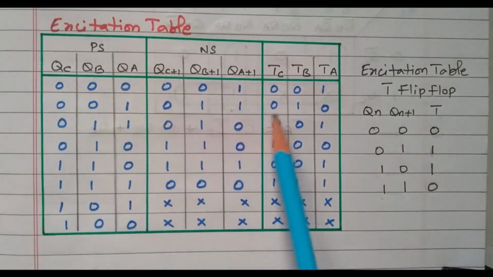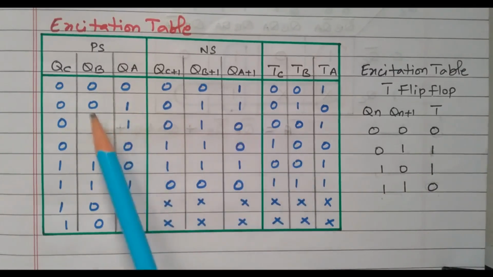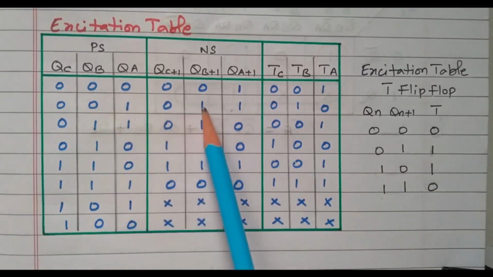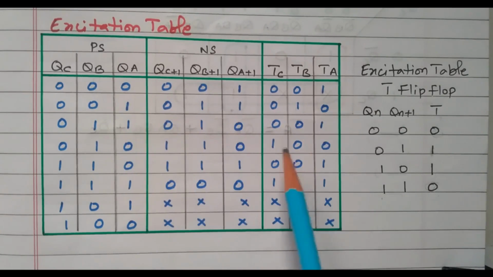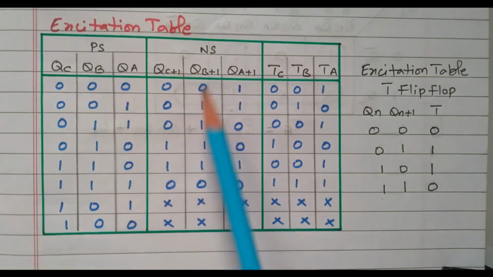For 0 0, there is no change, so the input is 0. This also changed from 0 to 1, so the input will be 1. Here, 1 to 1, there is no change, so it is 0. Like that, we can frame the entire table for the present state and next state.